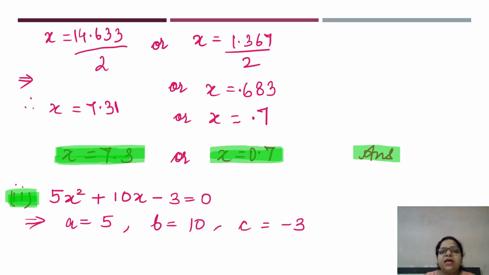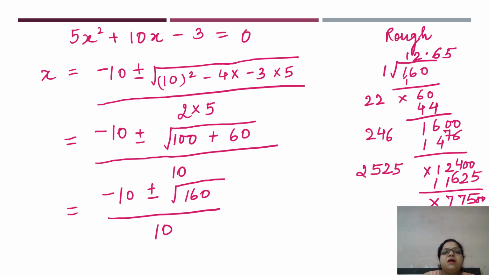Putting this value in the formula, children, what we get? x is equal to minus 10 plus minus under root of 10 square minus 4 into minus 3 into 5 is equal to minus 10 plus minus under root of 100 plus 60 is equal to minus 10 plus minus under root of 160 upon 10. Okay. So what we get here, on the rough side I have found the square root. What is the square root of 160? It is plus minus 12.65.